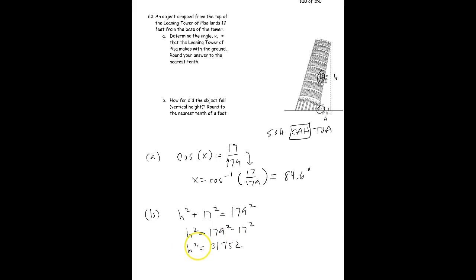31,752 is h squared. So h is just going to be the square root of 31,752, which if you put in your calculator gives you a distance of approximately 178.2 feet. Notice how it's almost the same as the height of the tower. It's only 0.8 feet. So even though there's this big angle, you have a leg that's almost the same length as the hypotenuse, which happens with very skinny right triangles.